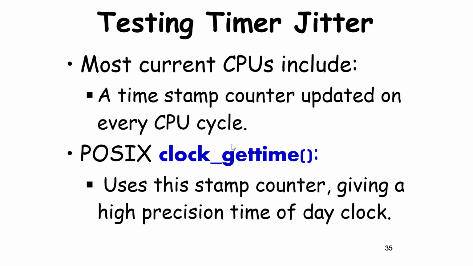Now let's come to the testing time jitter. Most current CPUs, as you have seen, would include a timestamp counter, which is updated either on every CPU cycle or on every CPU jiffy, where a jiffy is a periodic timer interrupt which is generated, let's say, once every 1 millisecond on a current system. So POSIX provides the clock_gettime call. It uses this timestamp counter to give a reasonably high precision time of day clock.